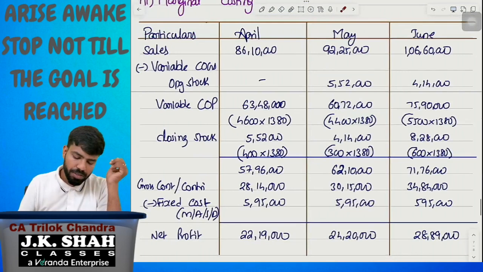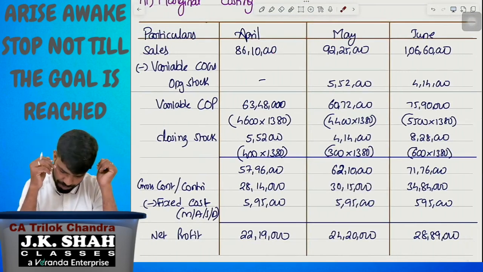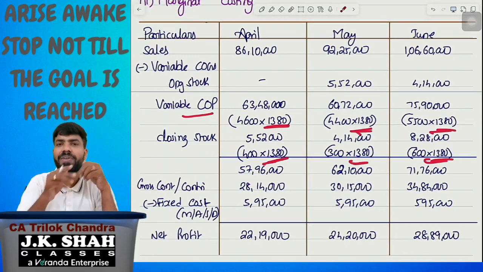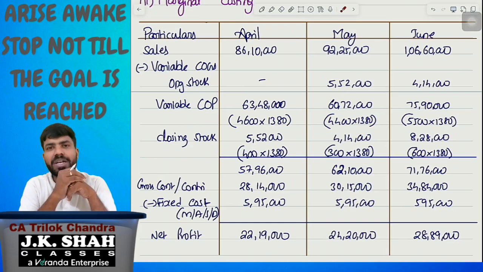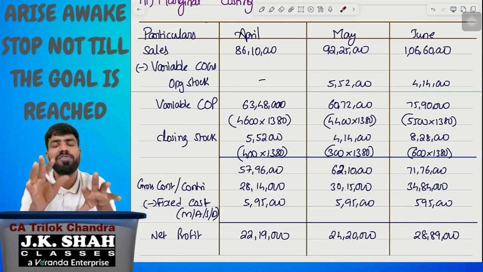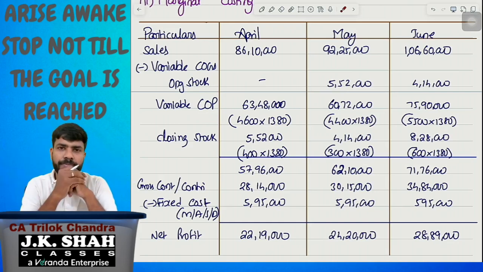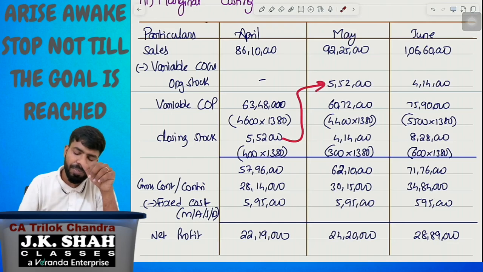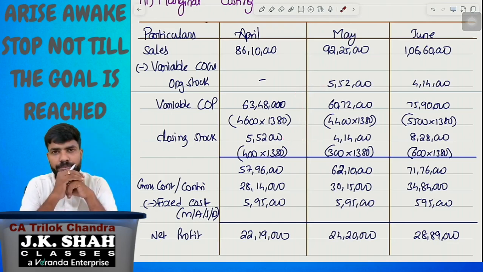Look at here. Sales is the same as absorption costing. Variable cost of production, look at it, 1380 we are taking. Everywhere we are taking 1380, the variable manufacturing cost, because under marginal costing, stock will be valued using variable manufacturing cost. So 4,600 into 1,380 is 63 lakh 48,000, and 400 into 1,380 is 5 lakh 52,000. The 5 lakh 52,000 will become opening stock for the May month.